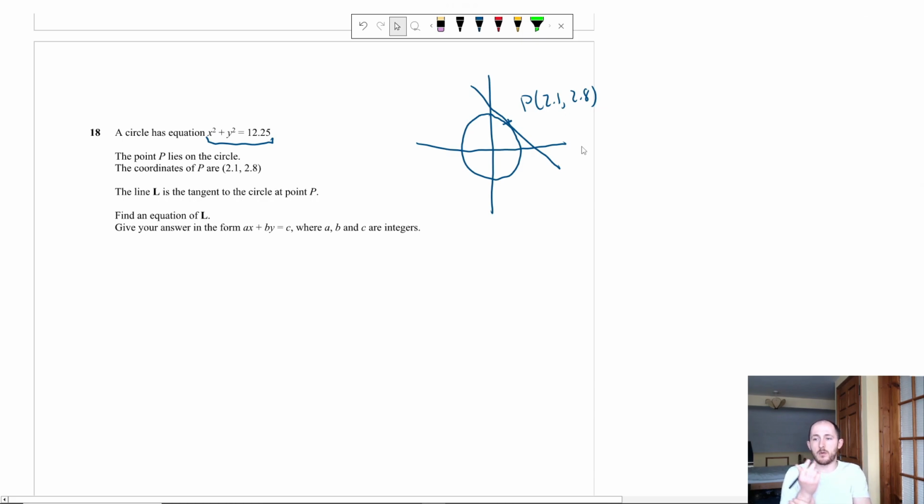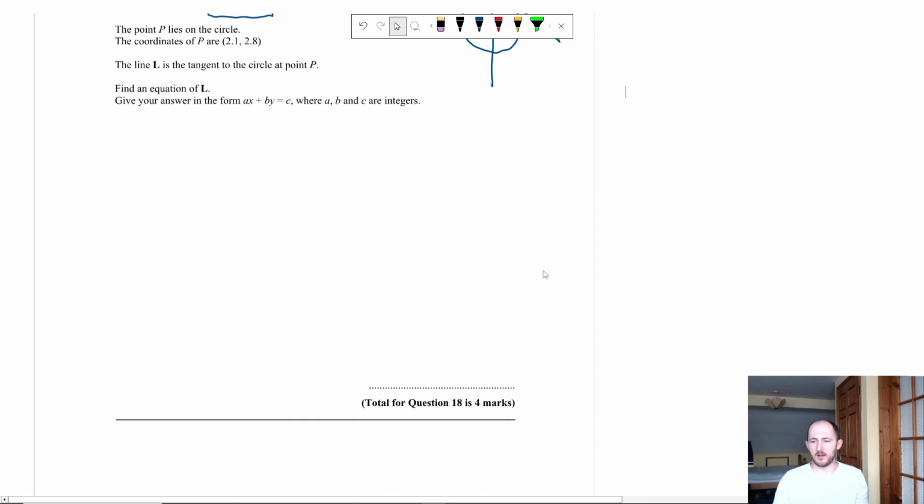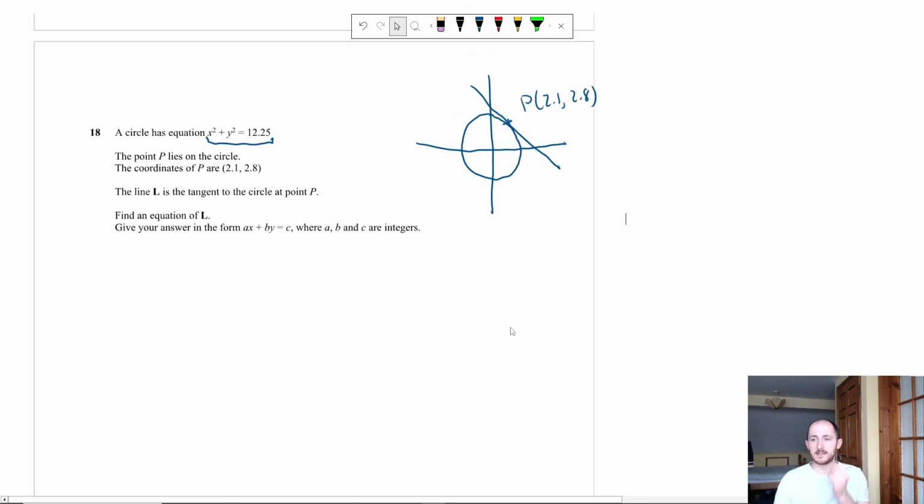So how do you work it out? Well, the good thing about this is that it's always the same steps. And these are 4-mark questions. Always the same steps. All you need to do is remember your circle theorem, which says that the radius meets the tangent at 90 degrees. In other words, the radius and the tangent are perpendicular to each other.